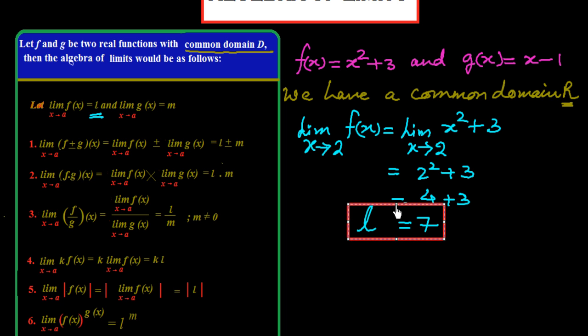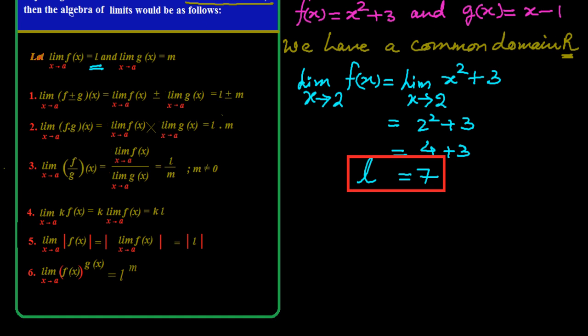So this is the L we have now. L is equal to 7. Now we find out another limit, the limit for g of x, as x tends to 2.